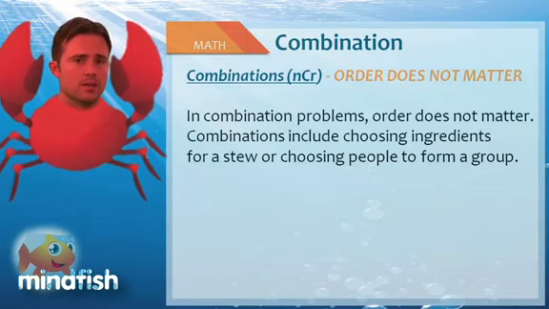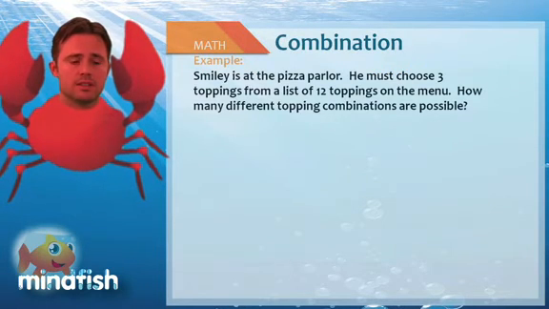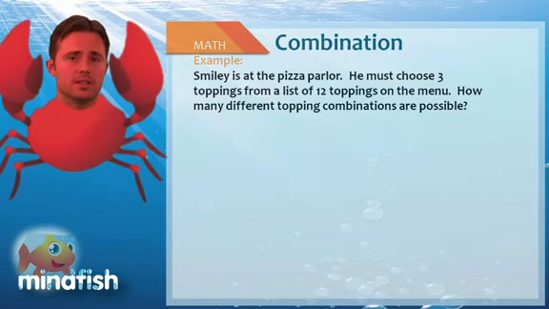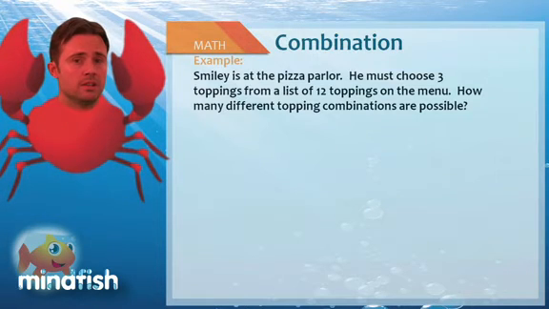So let's walk through how to do this manually, and then I'll show you again how to do it with the calculator. So if we're at a pizza parlor and we have to choose 3 toppings from a list of 12, how many different combinations are possible? So ask yourself first, is pepperoni, sausage, and green pepper any different than green pepper, sausage, and pepperoni? The answer is no, they're the same, and so order does not matter.